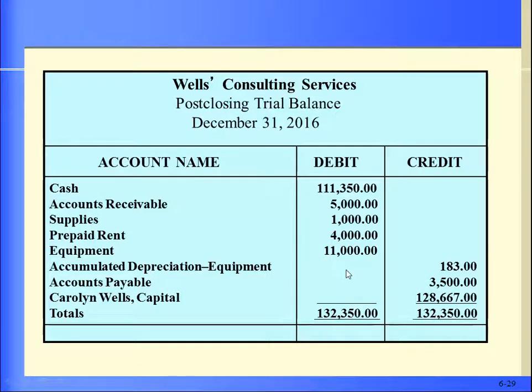So only permanent accounts appear on this post-closing trial balance. Includes assets, liabilities, and capital.